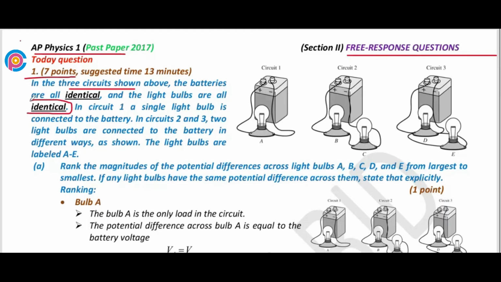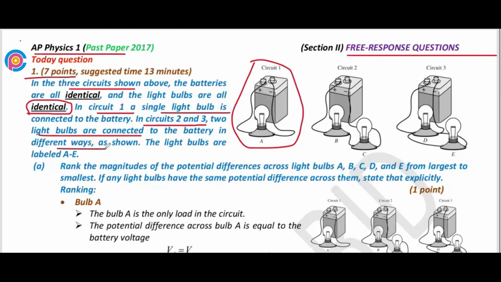identical, meaning all have the same resistance. In circuit 1, a single bulb is connected to the battery like this. Then in circuits 2 and 3, two bulbs are connected to the battery in different ways. Like this is a series path, this is a parallel combination.